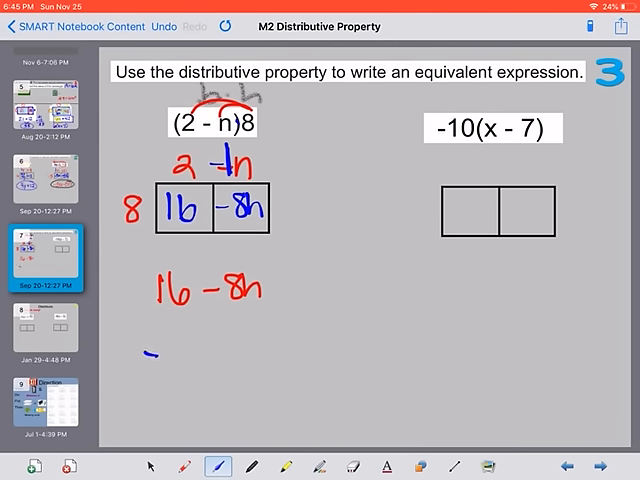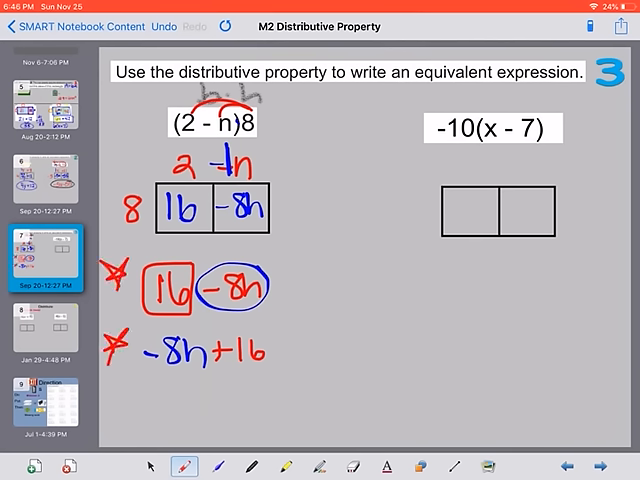If you want to write it with your letter first, because we should be writing our term with a variable first, it would be -8h, and then plus 16, because this is a positive 16. The negative goes with the 8. Either one of these would be correct answers.